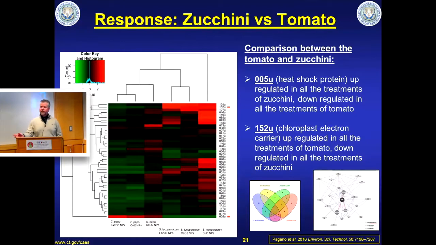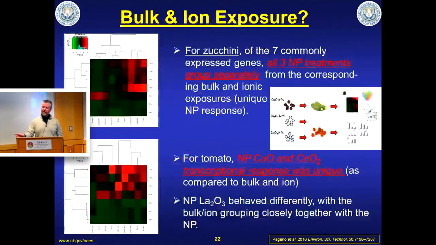So we took the seven most impacted genes. We went back and did the comparison to the bulk and the ionic forms of the elements and compared that to the nanoparticle. And for zucchini, what we saw is that for all seven of these genes, it was a nano-specific effect. The three nanoparticle treatments all grouped differently from their ionic and bulk forms, which again is interesting if you're really talking about looking for a biomarker, because you want a marker that's specific to a nanoparticle, not the element in and of itself.